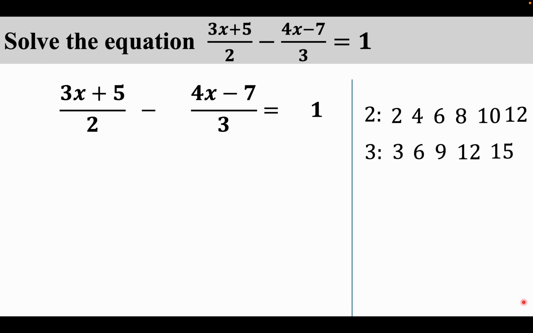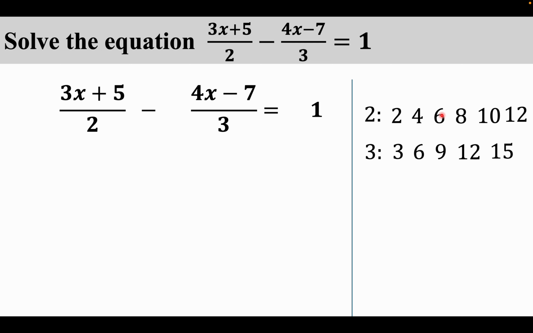So in this case, for the numbers 2 and 3, if I were to list the first multiples of 2 and the first couple multiples of 3, you can kind of see that we have a common number of 6 as well as a common number of 12. So in this case, does it matter whether I multiply the fraction by 6 or 12? Well, it really doesn't matter whether you multiply it by 6 or 12. Solution-wise, you will end up with the same solution.